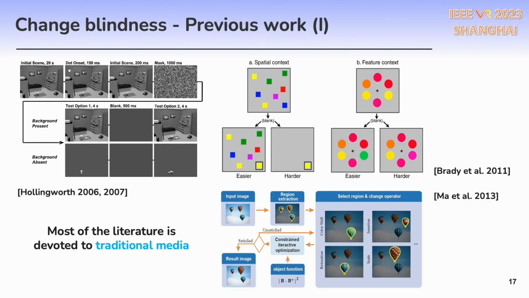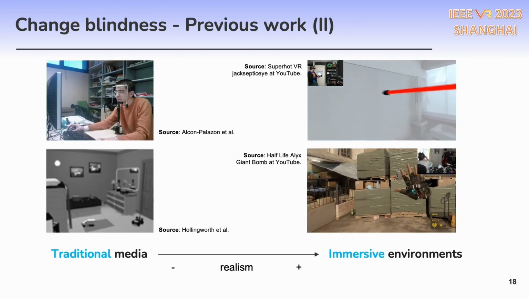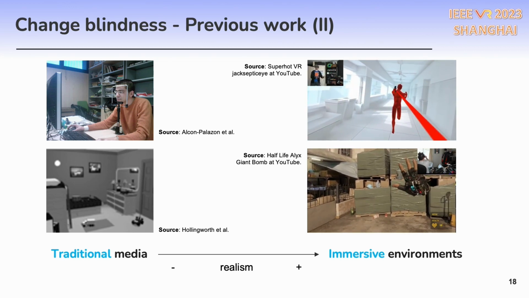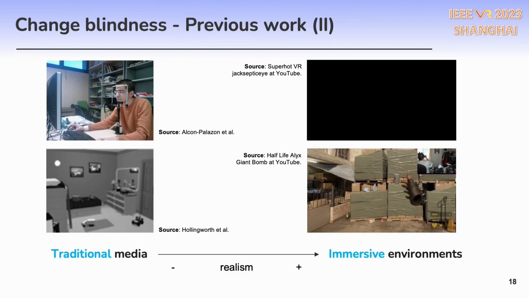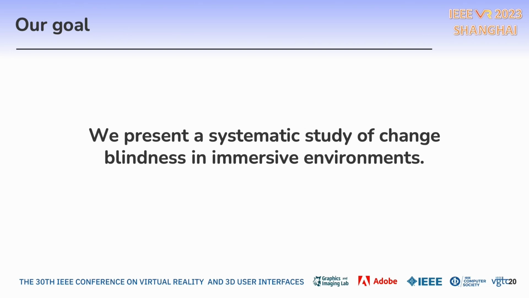Change blindness has been mostly studied in traditional media, generally following the gray flicker paradigm I mentioned before. However, 3D environments offer experiences much closer to real life, and it has been shown that what we know about traditional environments does not necessarily follow in VR. Interestingly, very few works have addressed the phenomenon of change blindness in immersive environments, and they have just focused on applying the phenomenon in some particular scenarios. Therefore, in this work, we present a systematic study of change blindness in immersive environments.